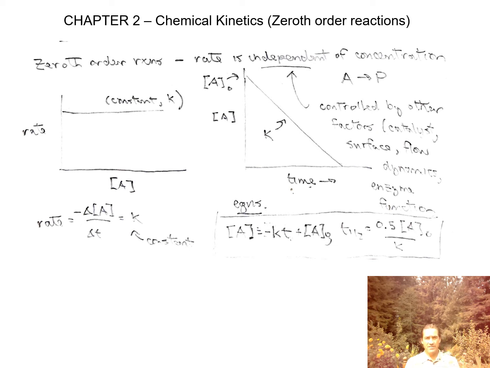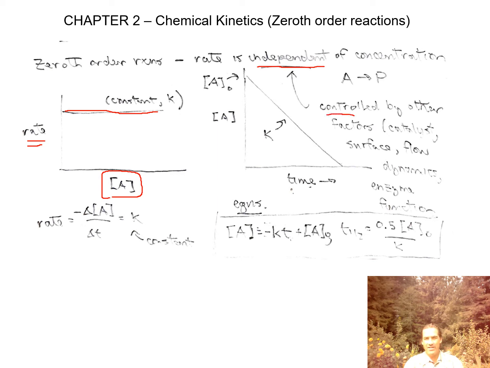That's the simplest of the 3 orders. And this is where the rate is independent of concentration. So this is an example where the rate is constant. It stays the same no matter what the concentration is. The concentration could be low, it could be high, it doesn't matter. The rate is what it is. And so it's independent of the concentration.